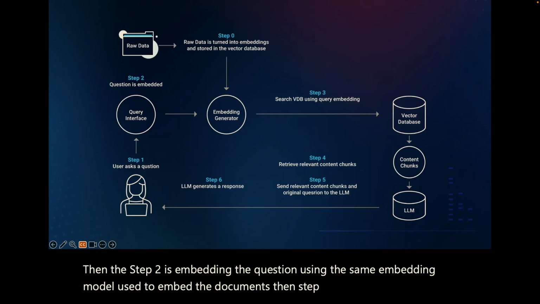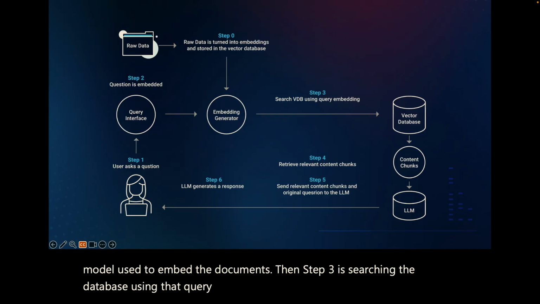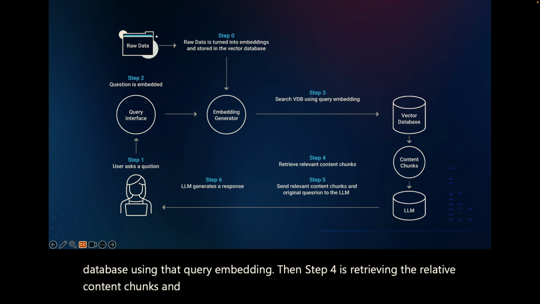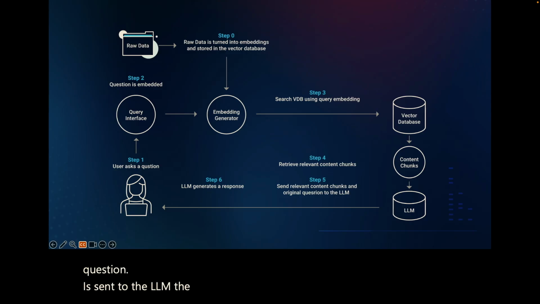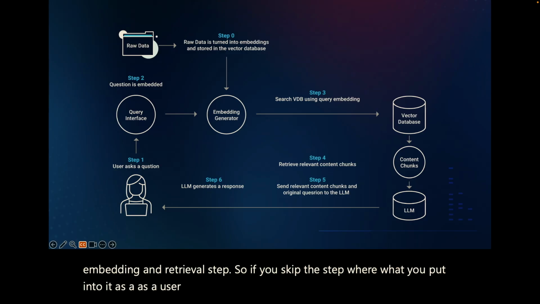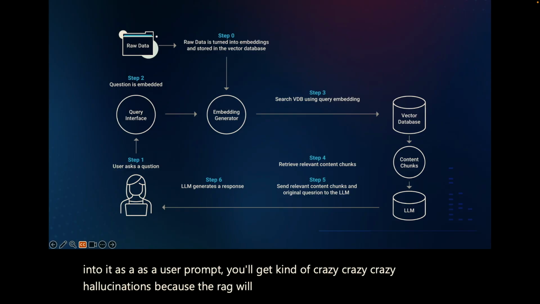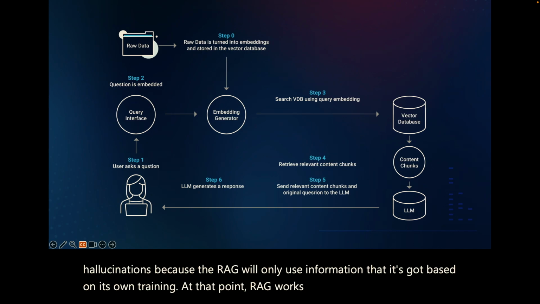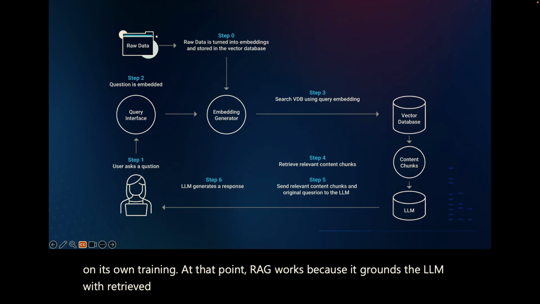Then step three is searching the database using that query embedding. Then step four is retrieving the relevant content chunks. And then the relevant content chunks plus the original user question are sent to the LLM. The LLM generates a response. If you skip the embedding and retrieval step, so if you skip the step where you augment what you put in as a user prompt, you'll get kind of crazy hallucinations, because the model will only use information that it's got based on its own training at that point. RAG works because it grounds the LLM with retrieved and relevant context.